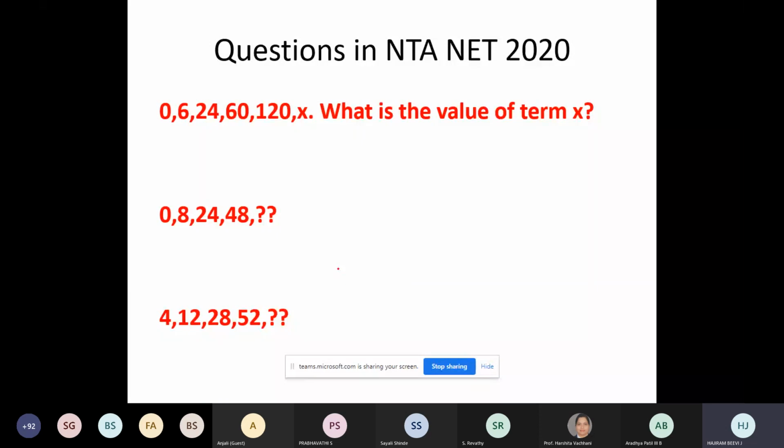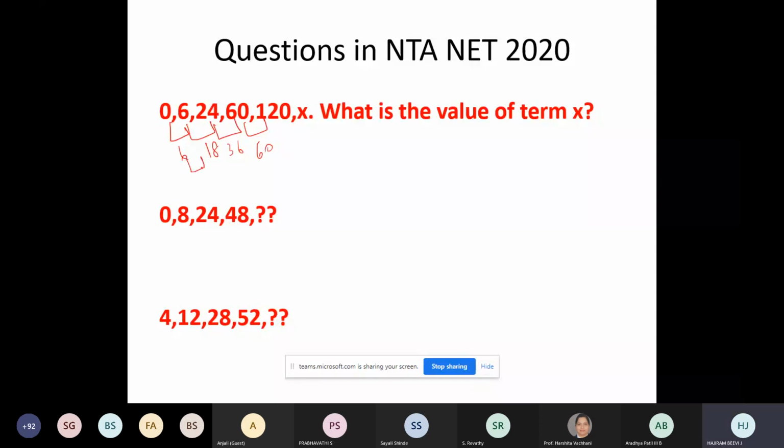Then the next question: 0, 6, 24, 60, 120, then x. What is the value of x? So here I'm going to find the difference. 0 to 6 means it is 6. Then 6 to 24 means it is 18. Then 24 to 60 means it is 36. Then 120 minus 60 means it is 60.